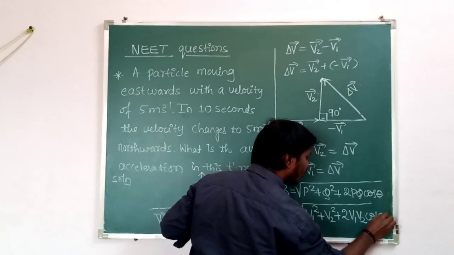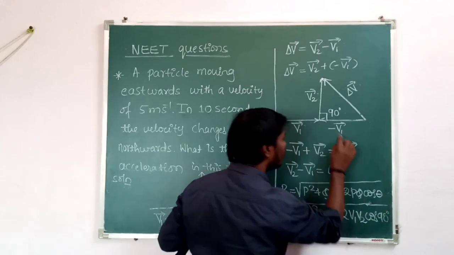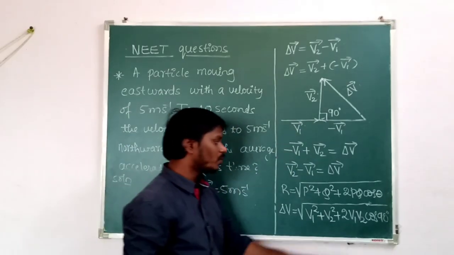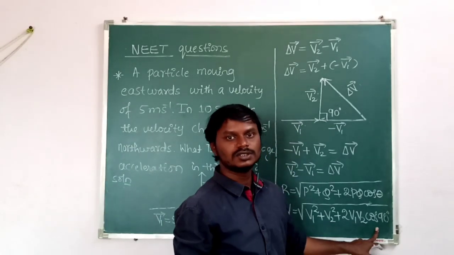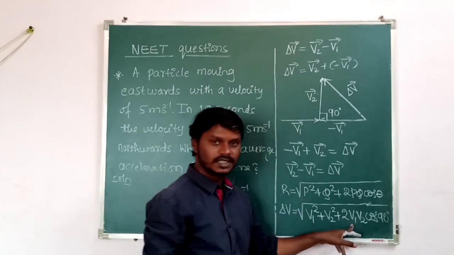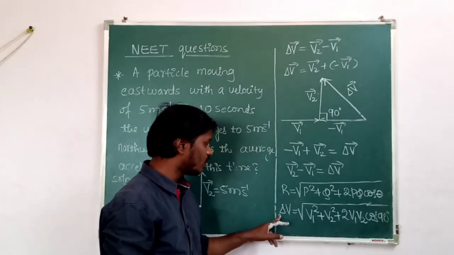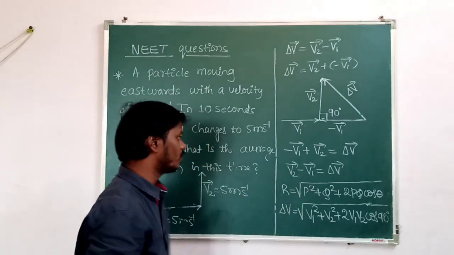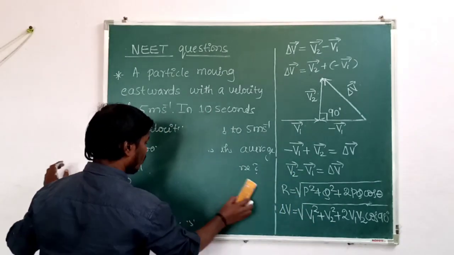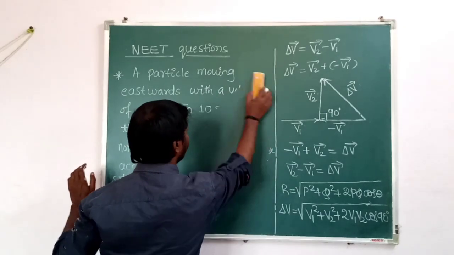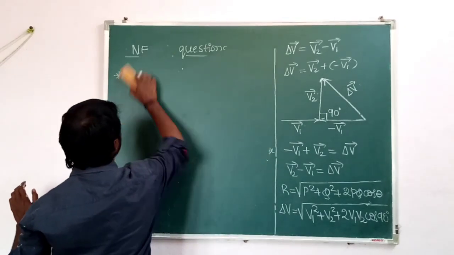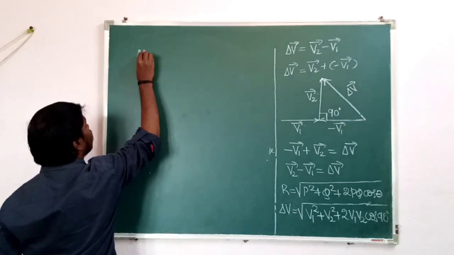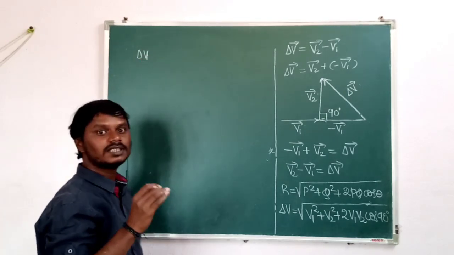Theta is 90 degrees, because the angle between the negative vector V1 and V2 is 90 degrees. Then what about cos 90? Cos 90 is 0. 0 into this term is again 0. Then we will get delta V equal to square root of V1 square plus V2 square. So we are going to find the magnitude of change in velocity.